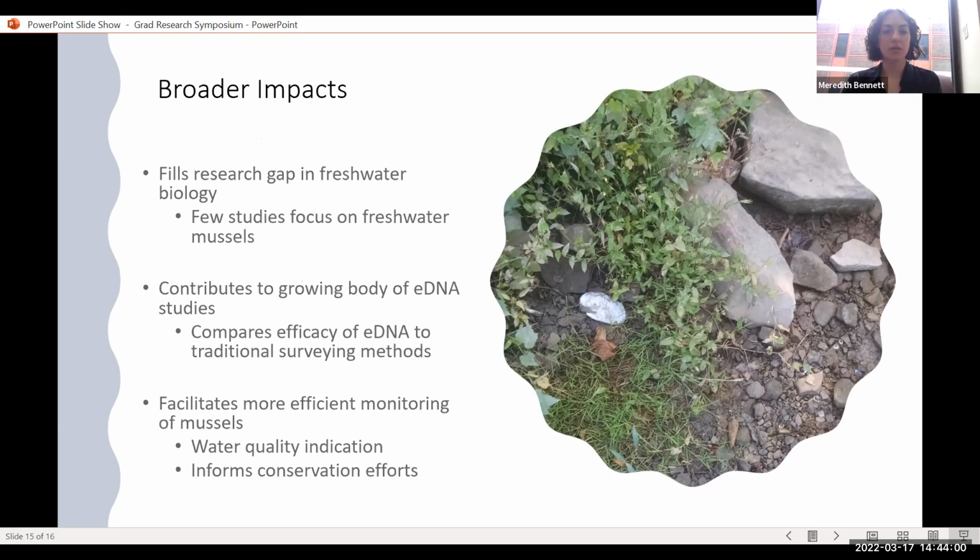It also contributes to a growing body of eDNA studies. There are a lot of studies of fish with eDNA, especially ones that compare electrofishing and eDNA. There are very few that do the same for freshwater mussel surveys. And finally, the results of this study will hopefully facilitate more efficient monitoring and therefore conservation efforts for mussels. So it's important to know where they are to prioritize places that need to be protected.